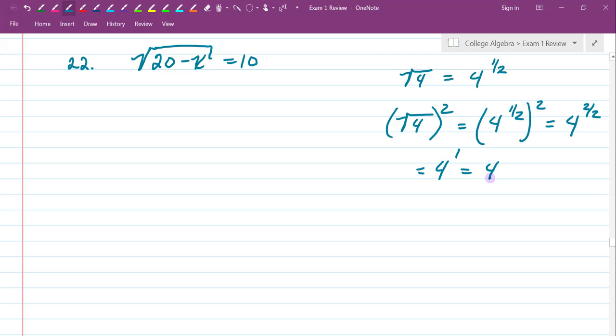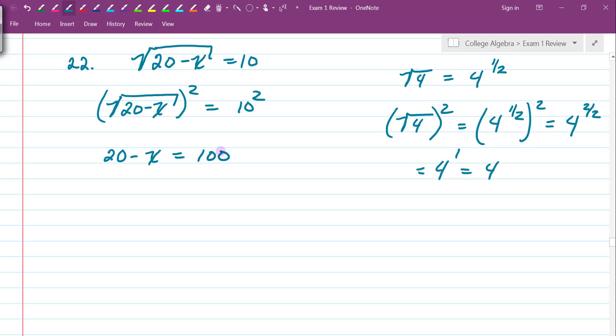So if I take anything, even something that looks like the square root of 20 minus x, and I square it, what I have left is just 20 minus x. So we're going to square both sides. What I do to one side, I must do to the other side. So on the left-hand side, I have 20 minus x is equal to 100.